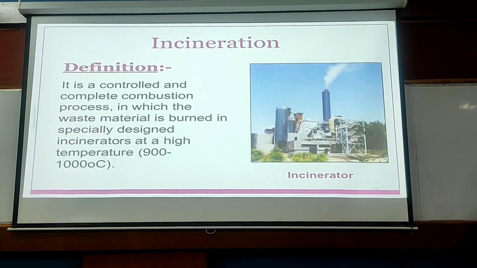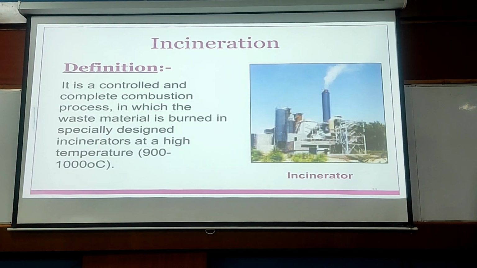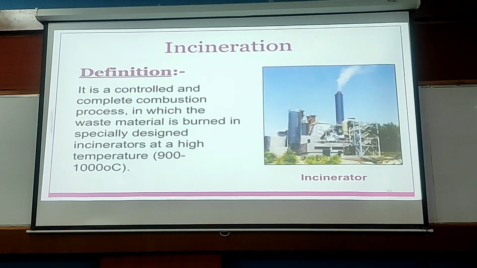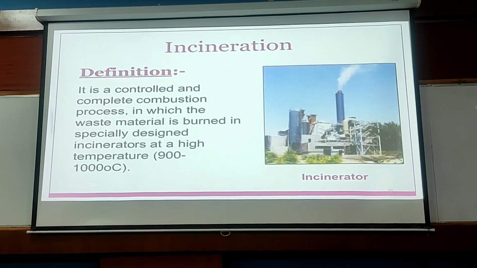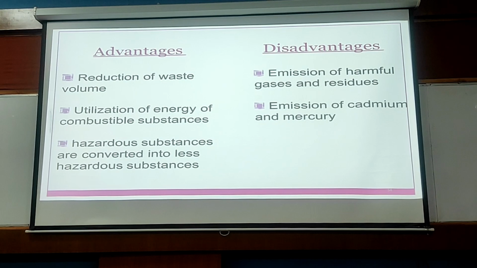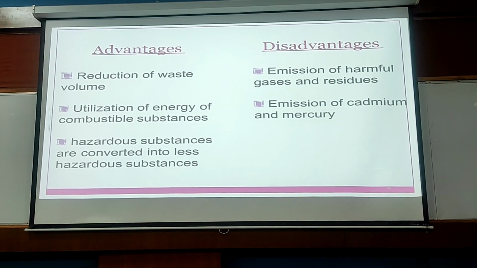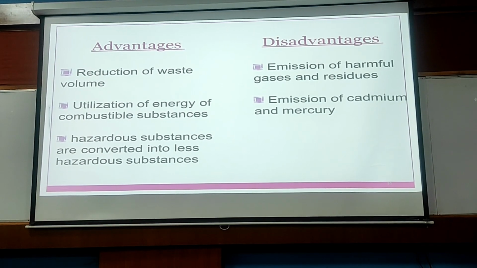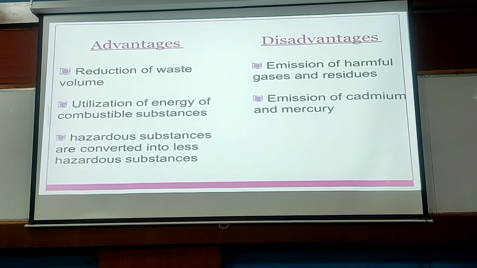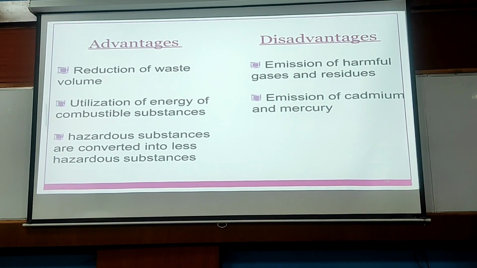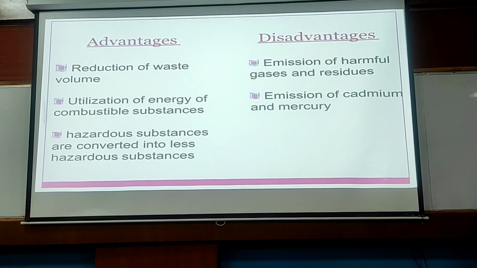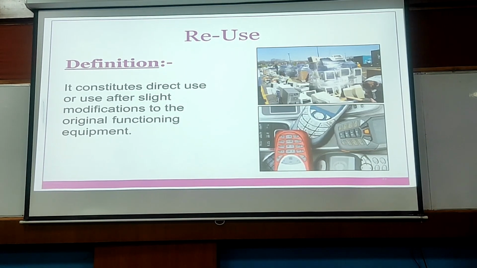Then comes incineration. Incineration is a controlled and complete combustion process in which waste material is burned in specially designed incinerators at high temperature, 900 to 1000 degrees centigrade. The advantage is that there is a reduction in the waste volume, utilization of the energy of combustible substances, and hazardous substances are converted to less hazardous substances. The disadvantage is that emission of harmful gases is there. Then some residual cadmium and mercury are still there.